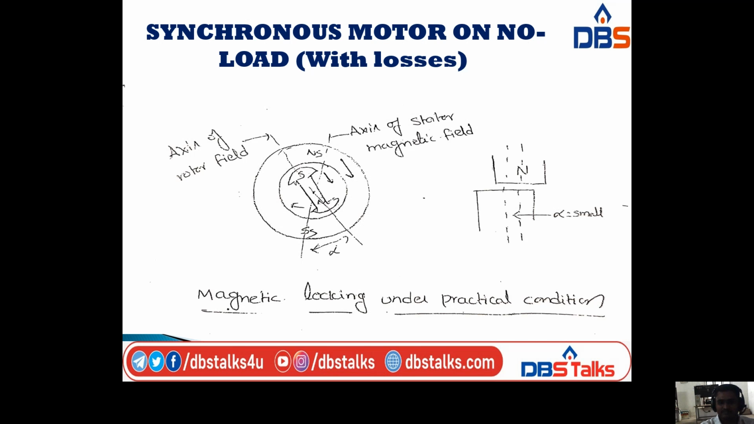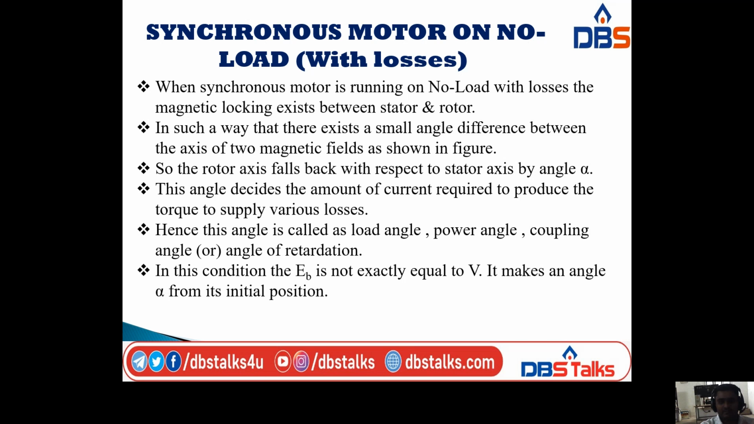So in this one, the axis of the stator magnetic field and the axis of the rotor field make some angle. This is the diagram to explain these things. The rotor axis falls back with respect to the stator axis by angle alpha, like this.